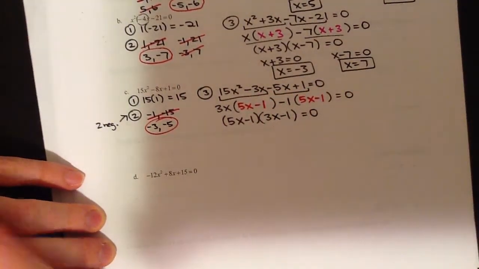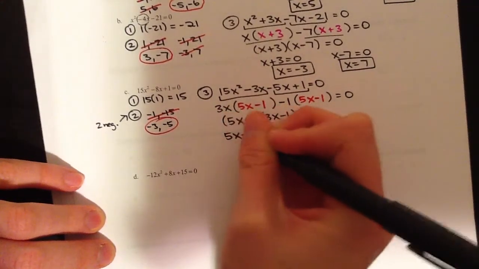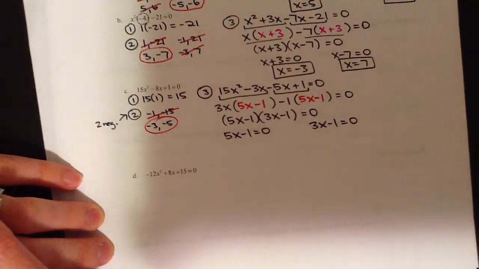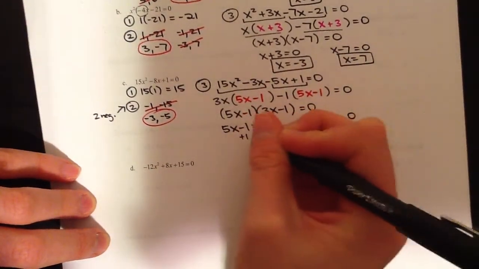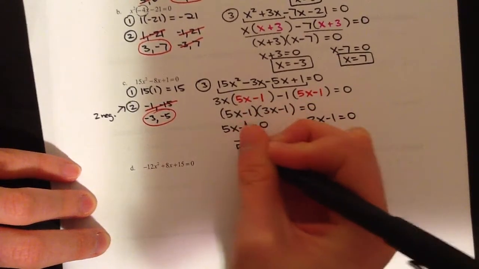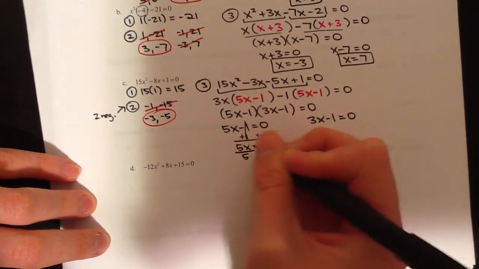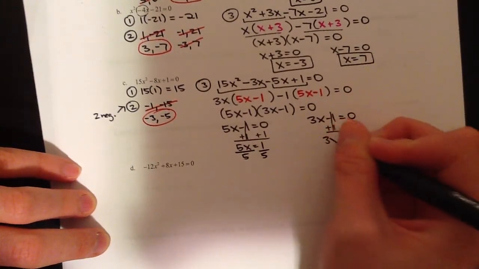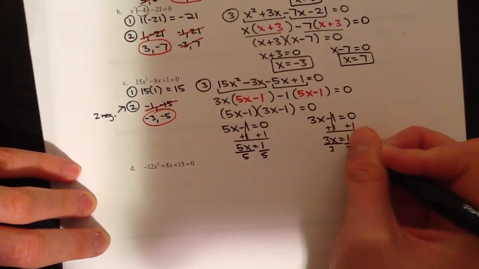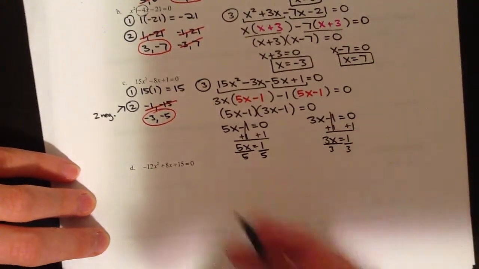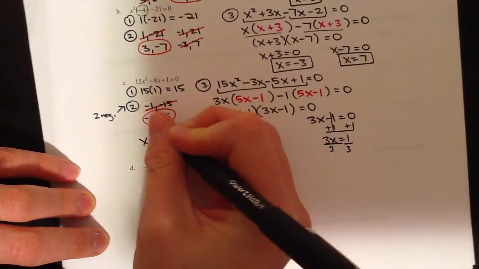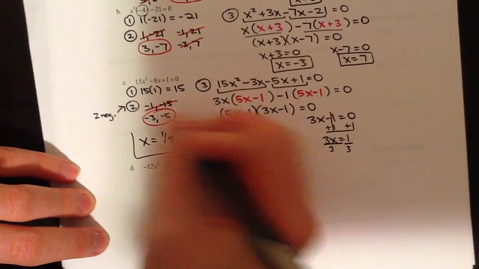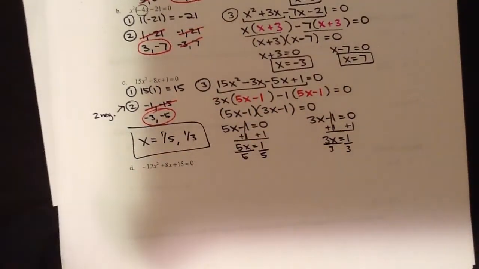Okay, so I'm going to set both of these equal to 0. I set 5x minus 1 equal to 0, or 3x minus 1 equal to 0. These ones are going to be two-step equations. Add 1 to both sides. Okay, same thing here. Add 1 to both sides. Okay, so I'm going to get some lovely fractions here. So x equals, I get 1/5, and I get 1/3. Those are my two answers. Nice teeny tiny little fractions.